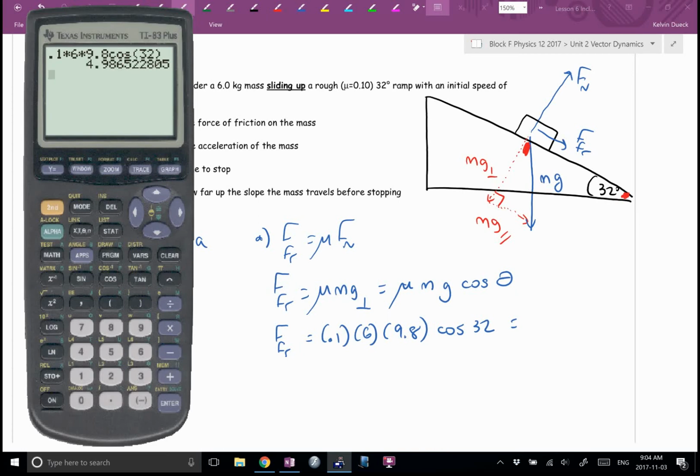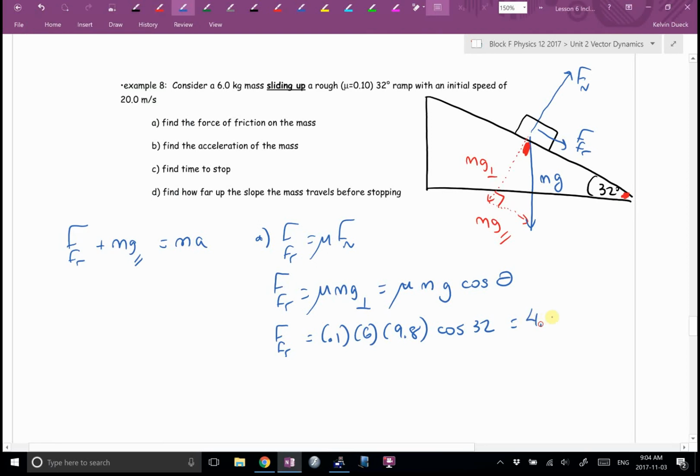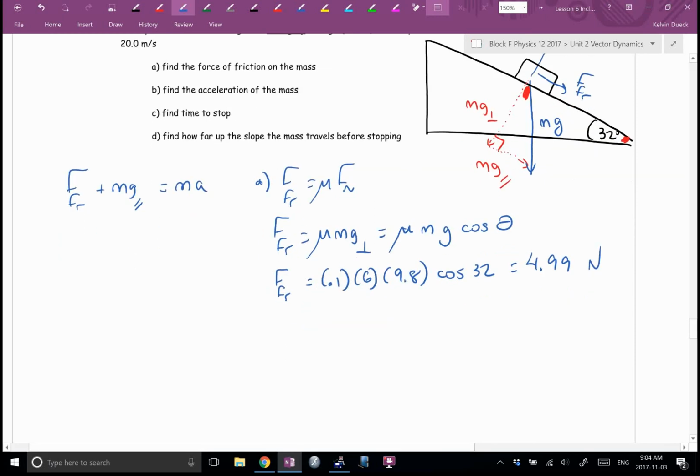Is that right? Anybody else? Yes? And newtons. Okay. Really, part B, finding the acceleration, that's where I'll use this equation here. I jumped into finding the acceleration because I was just so eager.